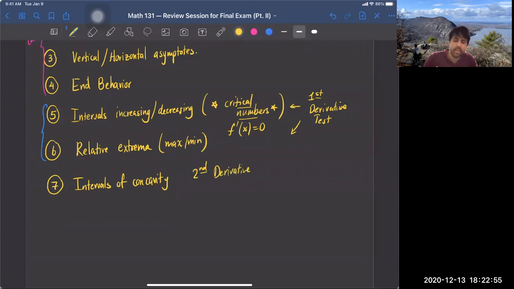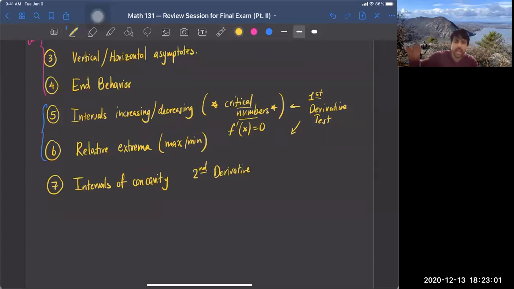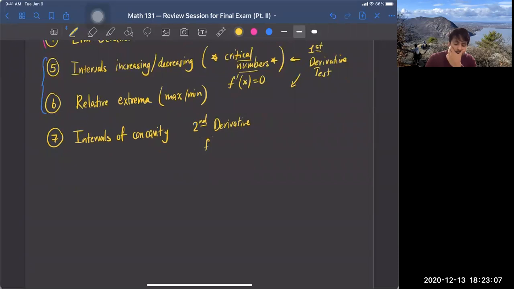You do the first derivative, set it equal to 0, find the critical numbers, put them on the number line, find where it goes up and goes down. That's why I wanted to outline the steps. Then for the second derivative, you take the second derivative, do the same thing, set it equal to 0, and what you get might be what's called an inflection point.